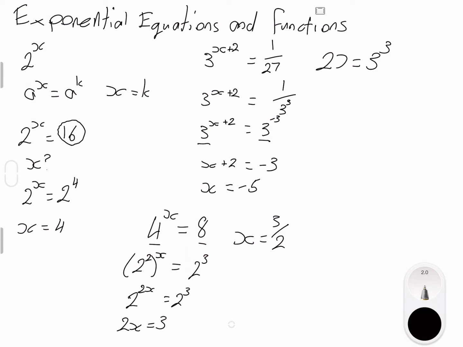Alright, let's talk about exponential functions. An exponential function is going to have the basic form of y being equal to a to the power of x, where a is going to be greater than 0, and a is not going to be equal to 1. The reason it's not going to be equal to 1 is because 1 to the power of any number is just 1. Even to the power of 0, it's just 1.